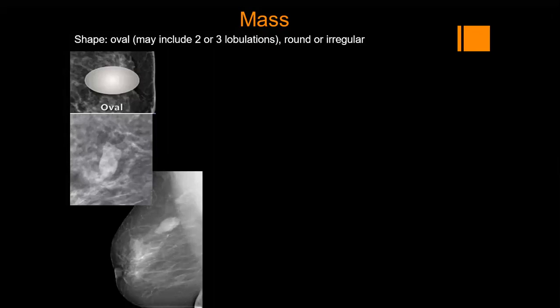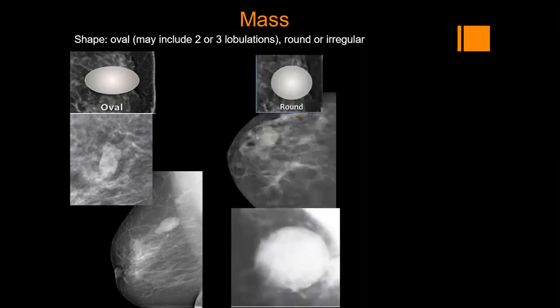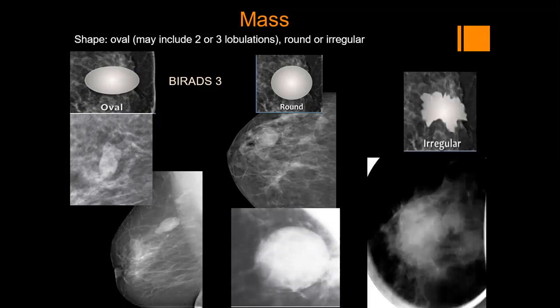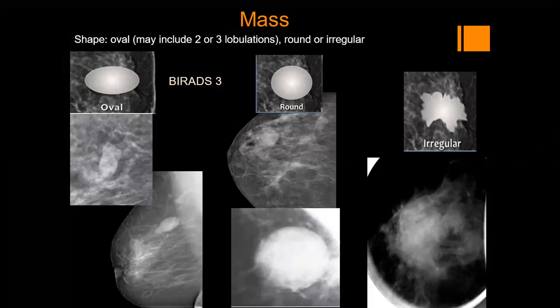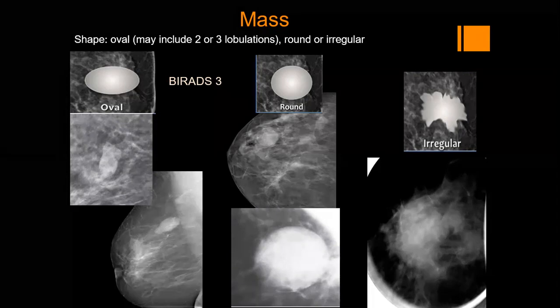So this oval, what is it supposed to be? Three, excellent. This is BI-RADS 3. And this is rounded, it will be? Three, excellent. So oval and rounded regular shapes will be BI-RADS 3. While irregular, it will be BI-RADS? Four. Four C. Excellent. It is 4C. So if you have an irregular mass without any associated features, it will be BI-RADS 4C. Put it in your mind.